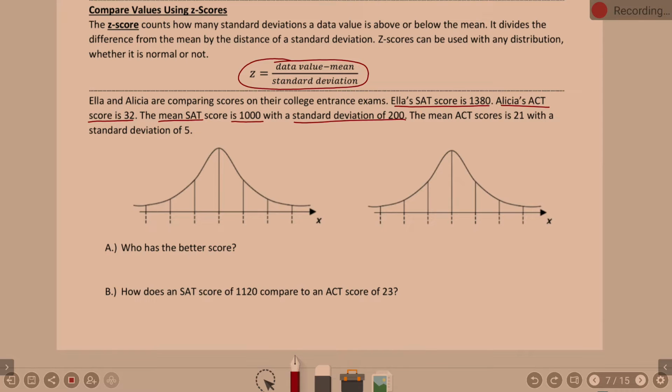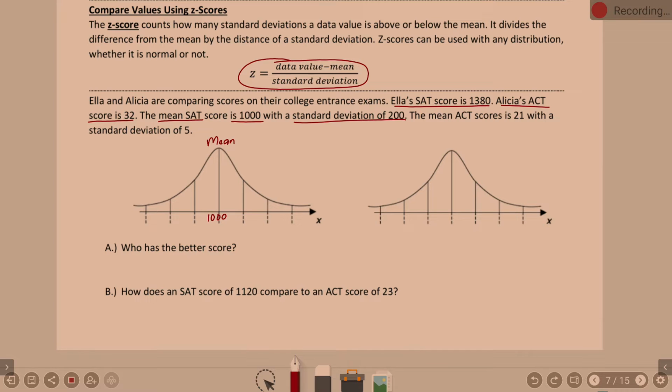Remember, where's the mean on these normal distributions? Mean is in the middle. It's at the top of the curve, right? And so this mean in this case is 1,000. Each line represents a what? That's the vocabulary there. Each line represents a standard deviation, yes?